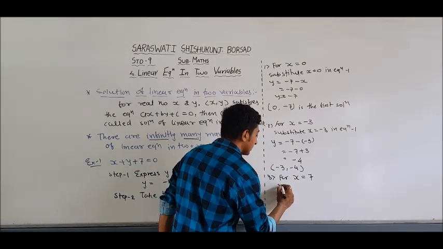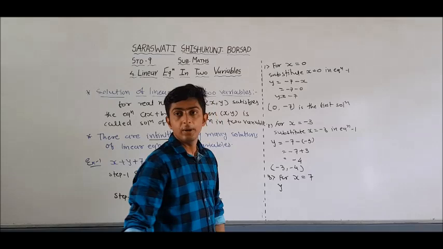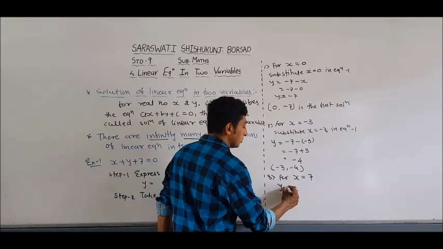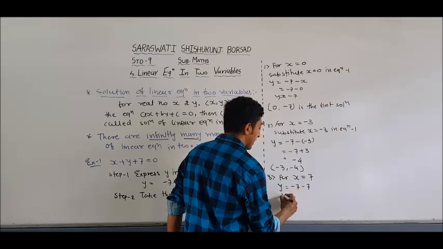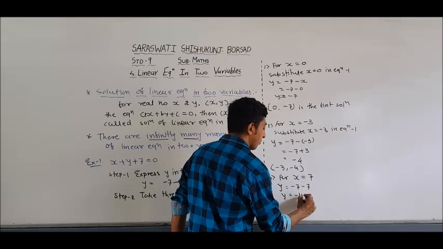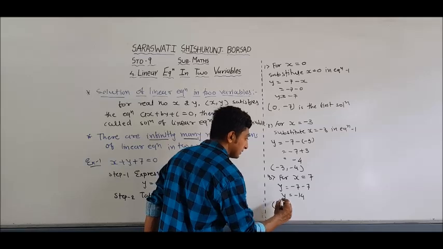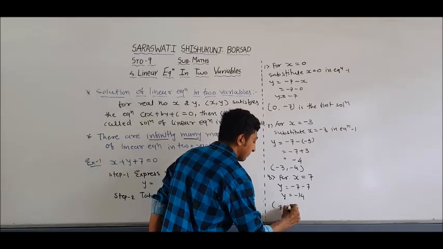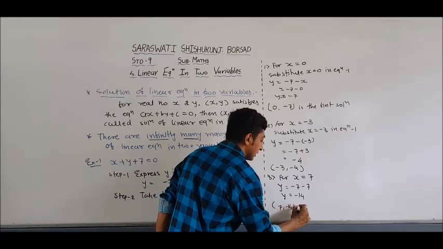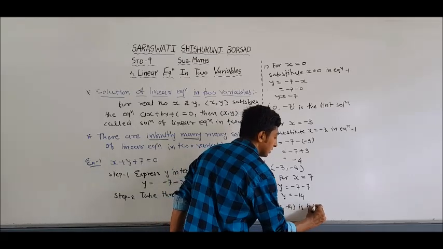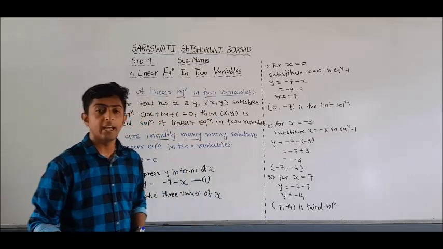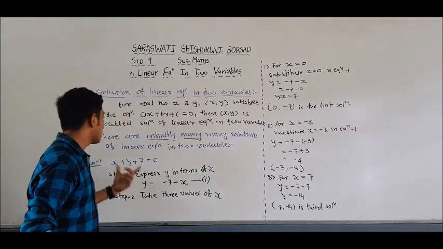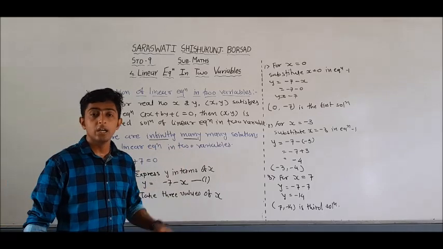So let us substitute x equal to 7 in equation 1. So y equal to minus 7 minus 7, so y equal to minus 14. So our third solution is (7, minus 14). So that is the way to find the solution of a linear equation in two variables.